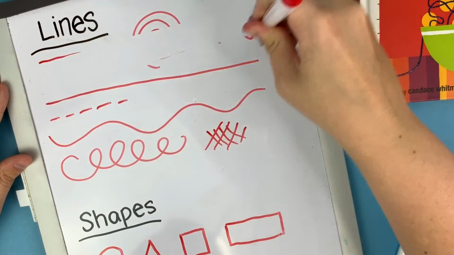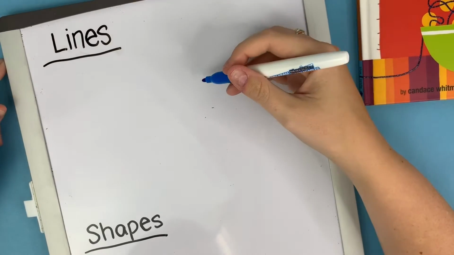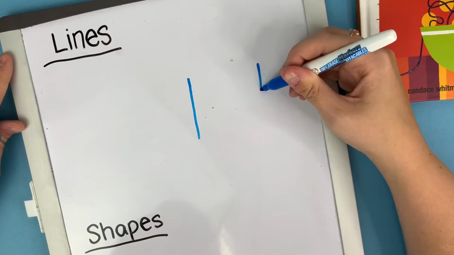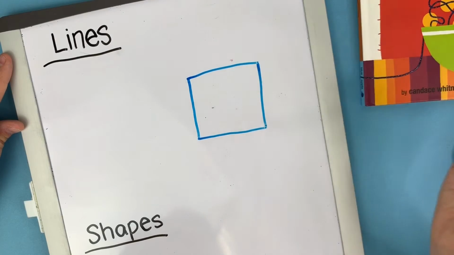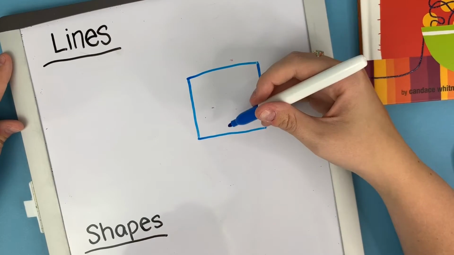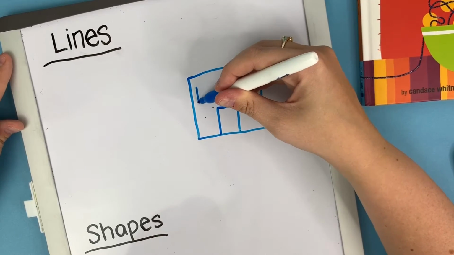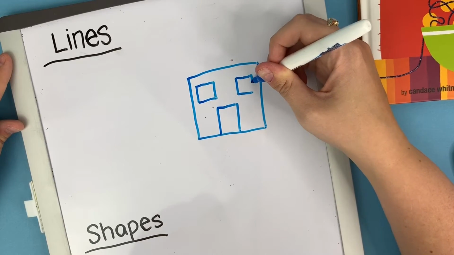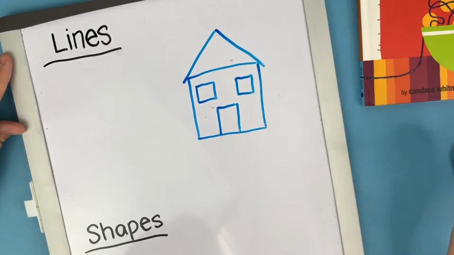So I'm just going to erase these. And we're going to start with a simple drawing of a house. So what do we need to make a house? We need some straight lines. So I'm going to make a straight line this way. I'm going to make a straight line this way, another one this way, and another one this way. We need more straight lines to make a door, maybe some windows, and then some diagonal lines to make a roof.